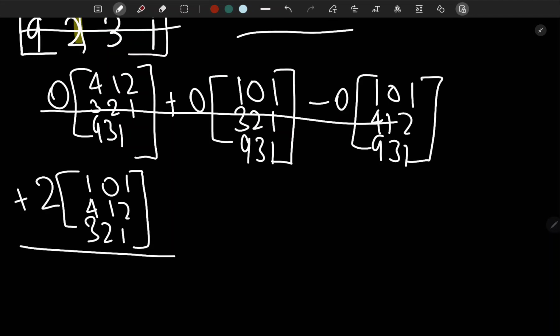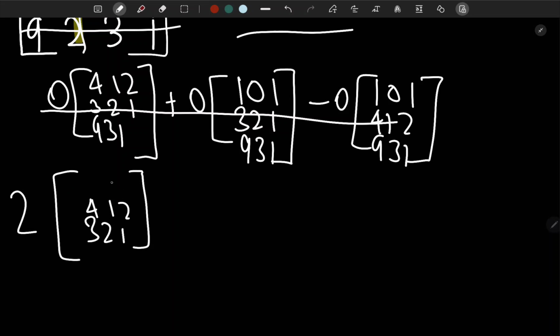So now we do the same step for the 3 by 3 matrix. Let me write it in a better way here so you guys can understand. It was 2 into this matrix over here, 1 0 1, 4 1 2. Okay, let me move it down. So here we do the same exact step. We choose the row or column with the most zeros. So let's just choose the first row over here.